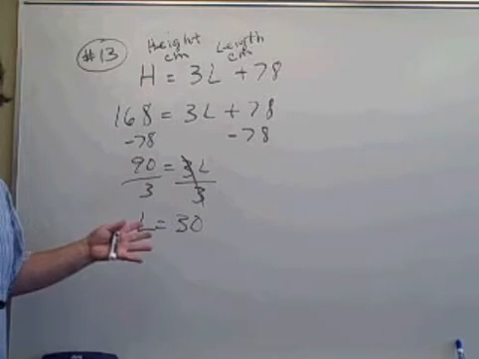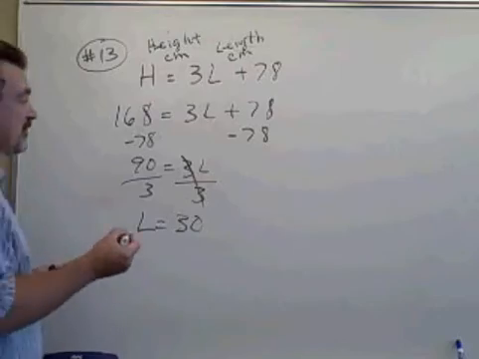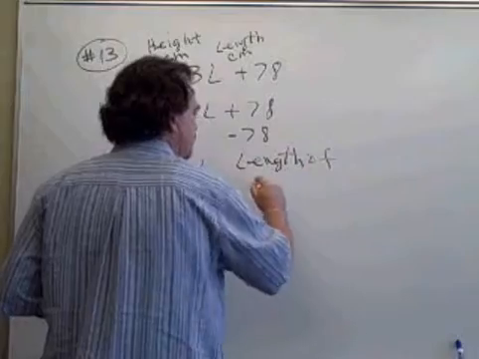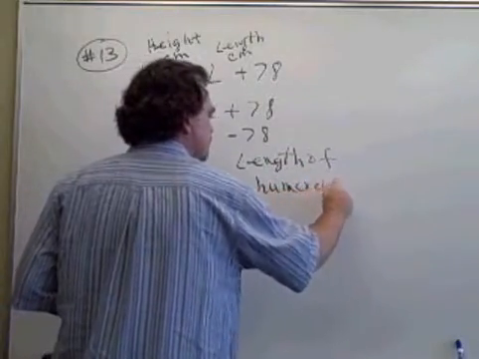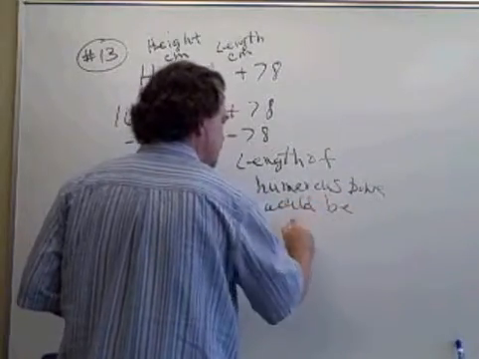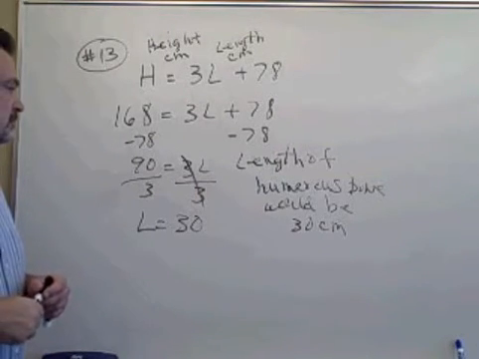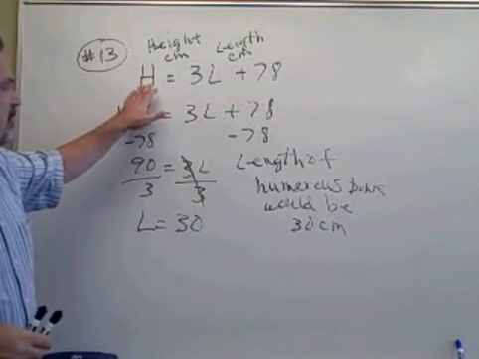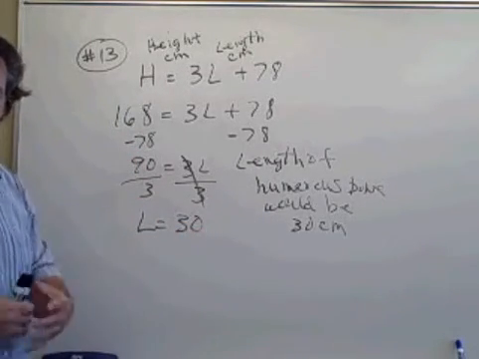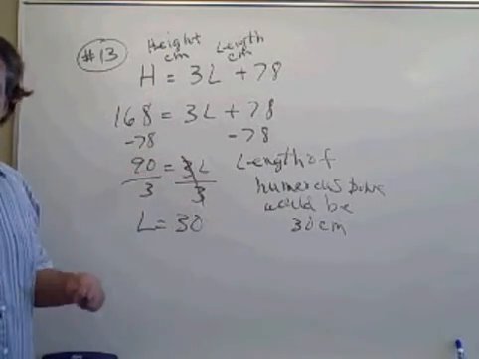And remember, with word problems, we want to put some words to make the numbers meaningful. So we might say something like this: the length of the humerus bone would be 30 centimeters. If an adult had a height of 168 centimeters, the length of their humerus bone would be approximately 30 centimeters, according to this formula. And we use that formula to answer that question.